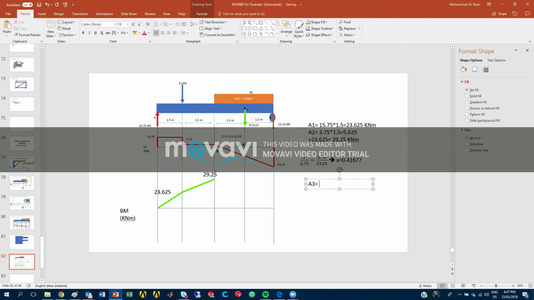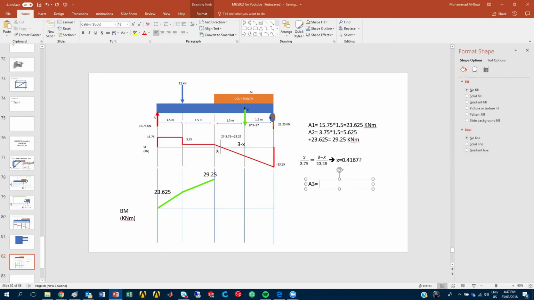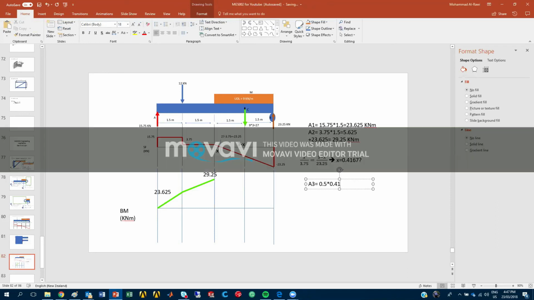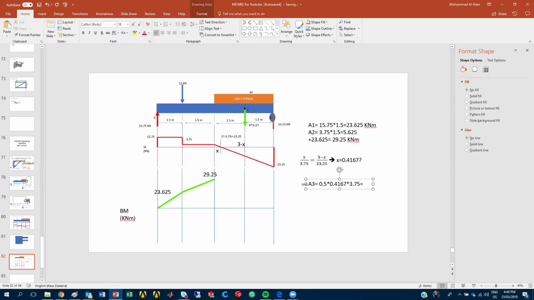And then I will start with area 3. I will wait for you guys. Yes, okay, so confirming. Now, area 3 is the small tiny one, which is 0.5, half of the base, times, what's the base? We just found it, 0.4167, times what? Times the height, which is 3.75. So can you please find me the answer for area 3? So half the base times the height. The base, which we found, is the value of x.